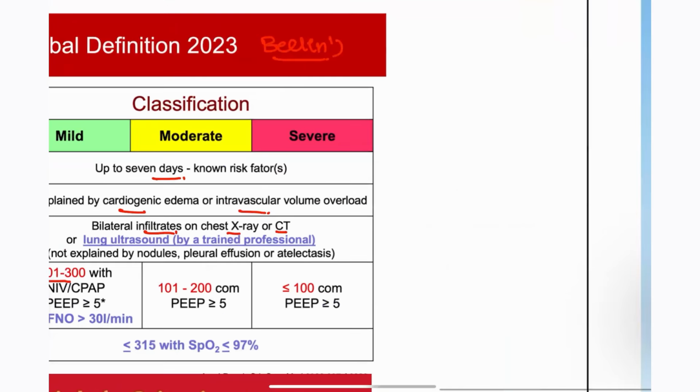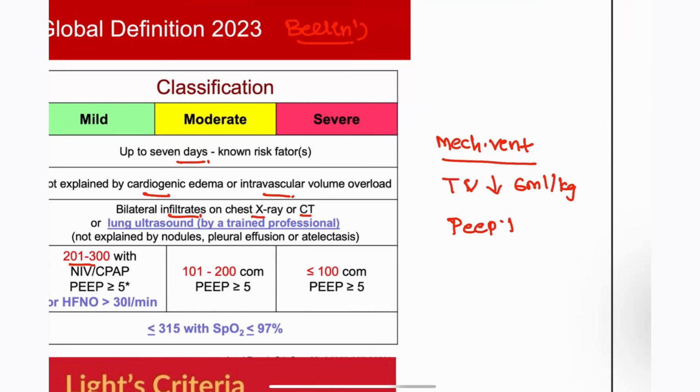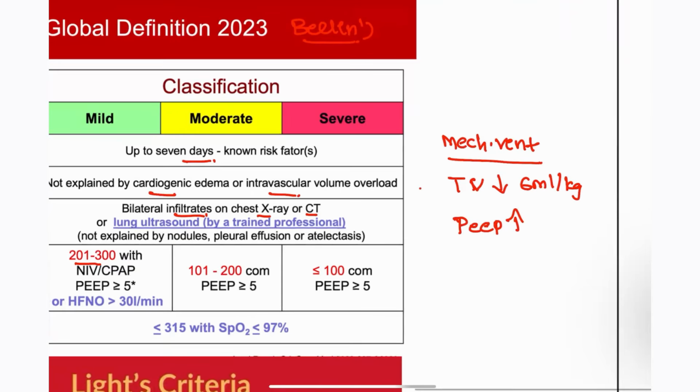And what is the treatment? Mechanical ventilation should be attached. What is the mechanical ventilation attachment, guys? You have to decrease the tidal volume. That means 6 ml per kg you are going to give, and PEEP is increased. PEEP is increased for this patient. So these are the settings that we are going to do for the mechanical ventilation.